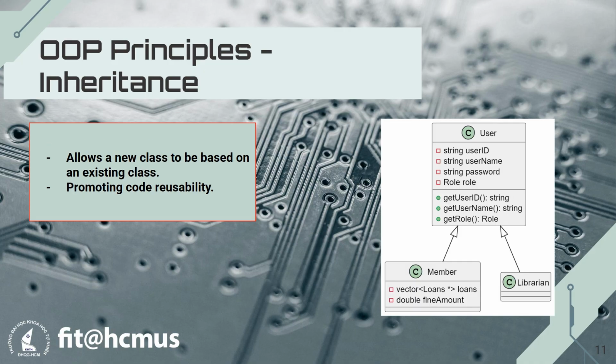Next is the inheritance principle. This allows a new class to be based on an existing class, which promotes code reusability. For example, in the project, the class user is the base class, and the member and the librarian are the derived classes, which inherit the common attributes and methods from user.